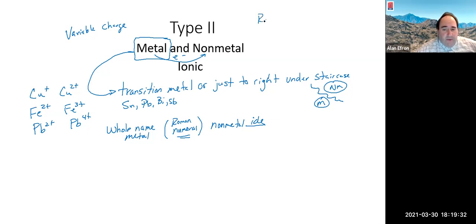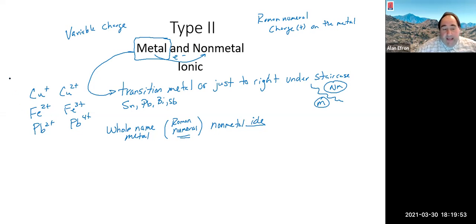The Roman numeral is the charge, the positive charge really, on the metal. So basically what that means is if you took one of the metals out all by itself, what the positive charge on that one metal would actually be.